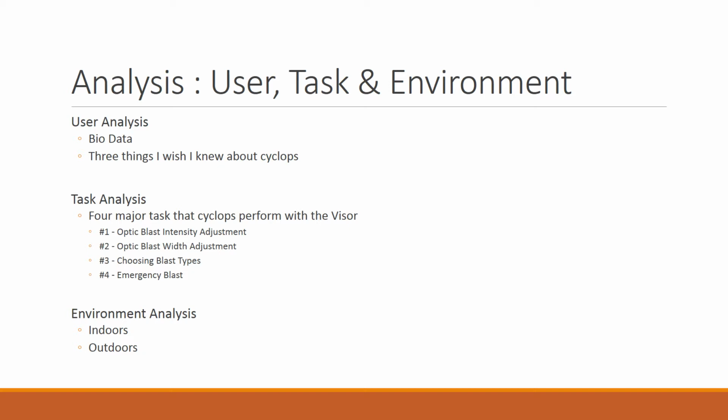After choosing my character Cyclops, I had to do some deep research on it. So I thought of doing user, task and environmental analysis. For user analysis, I first went through the biodata and as many details as I could gather about the user. I had a rich collection of information that would tell me a lot about the user. Then I dug deeper and figured out 3 things that I wish I knew about my character as a user. I had enough information about the user now.